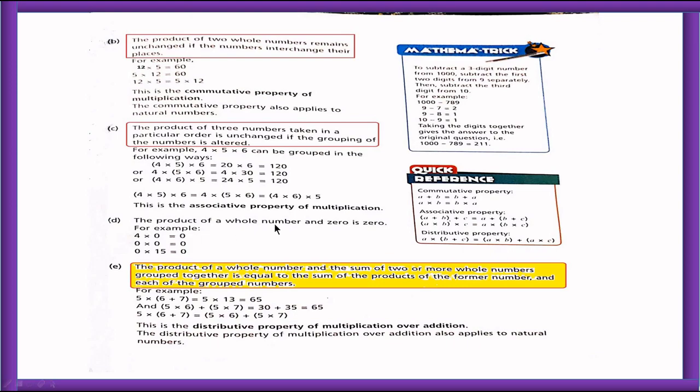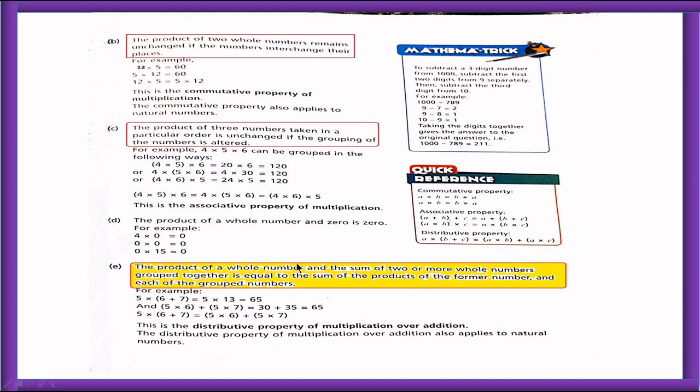D: The product of a whole number and 0 is 0. It means if we multiply a whole number with 0, the result is 0, which is a whole number. 0 multiplied by 0 is equal to 0, this is a whole number. 0 multiplied by 15 is equal to 0, this is a whole number.